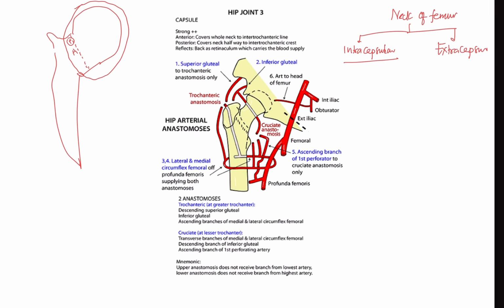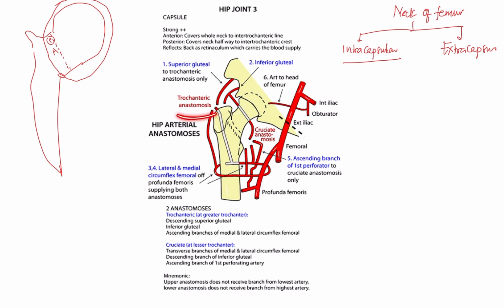See, in the hip joint you have two anastomoses. One is the trochanteric anastomosis, the other is the cruciate anastomosis. Our topic of discussion is the trochanteric anastomosis, and there are four arteries which form an anastomosis around the trochanter, the greater trochanter. So what is this? Two are coming from the superior gluteal and inferior gluteal arteries. The other two are coming from the lateral circumflex and medial circumflex femoral arteries. They all together form the trochanteric anastomosis.